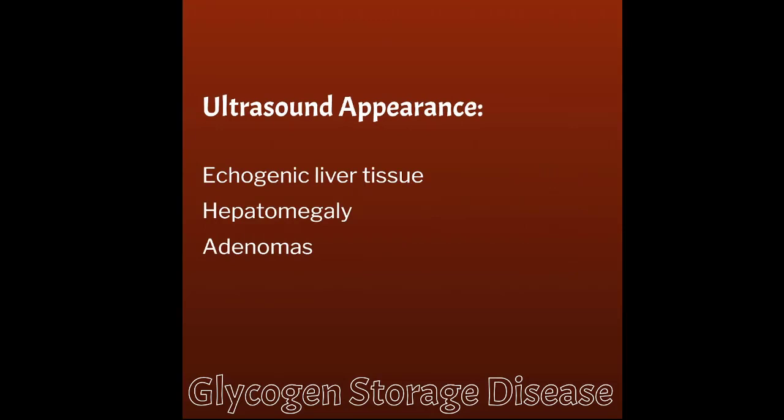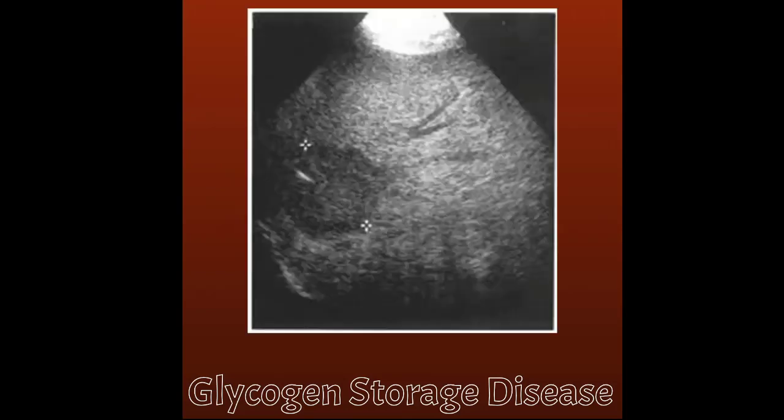On ultrasound then, we're going to see a very echogenic liver. It'll be enlarged, so we'll see hepatomegaly. And then glycogen storage disease is commonly associated with adenomas. We'll talk about adenomas in another lecture series, in our benign series, but we'll get a brief look at them now. So here we have an example of glycogen storage disease.